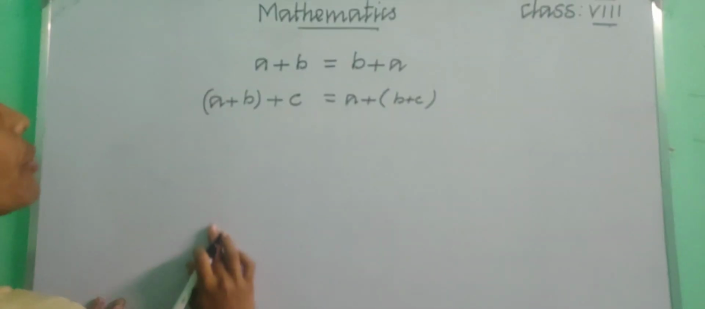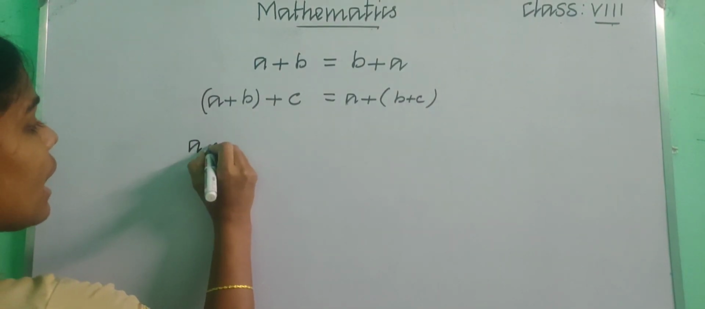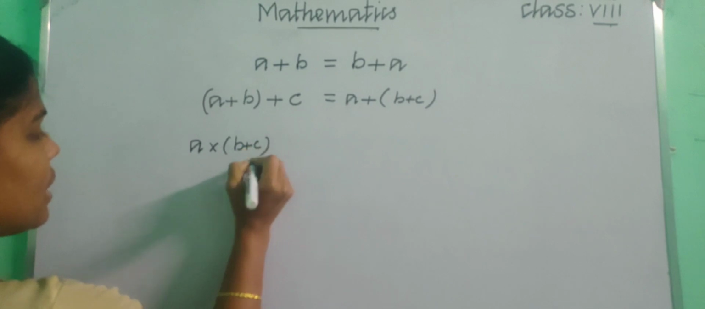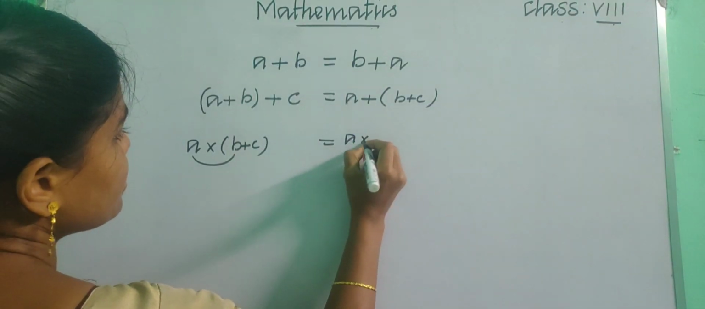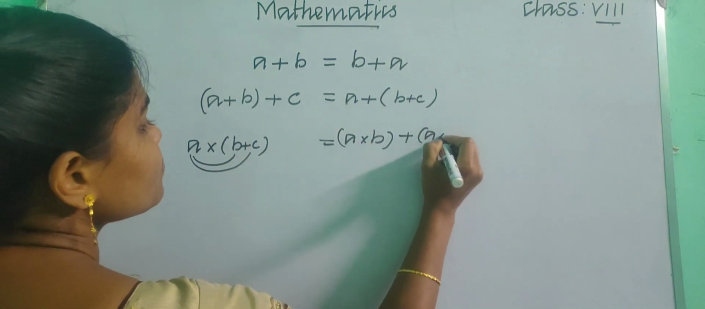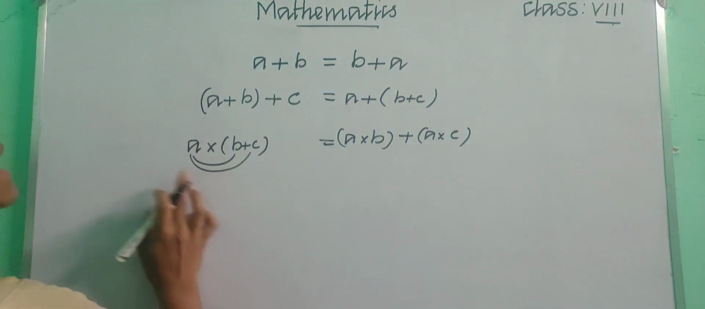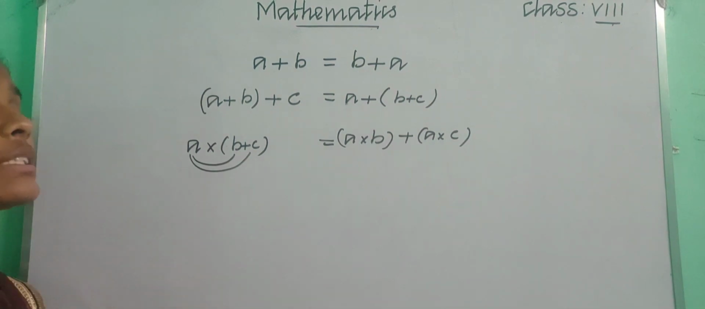And also we have learnt about distributive property, right? So what have we learnt about distributive property? Simply if you are having a into b plus c, how can we write it? a into b plus a into c, okay children. So if it satisfies LHS equal to RHS, we can say the distributive property is possible. So these are all the things we have learnt in the previous class, okay children.